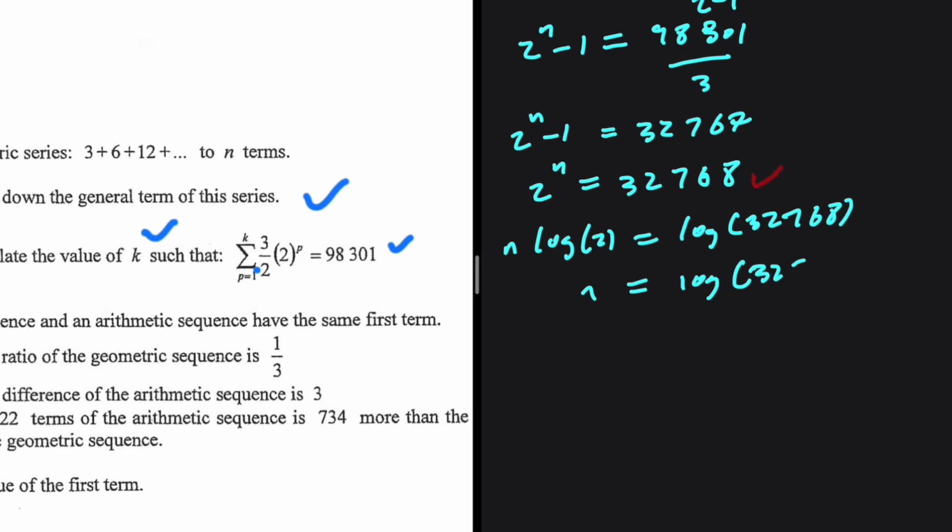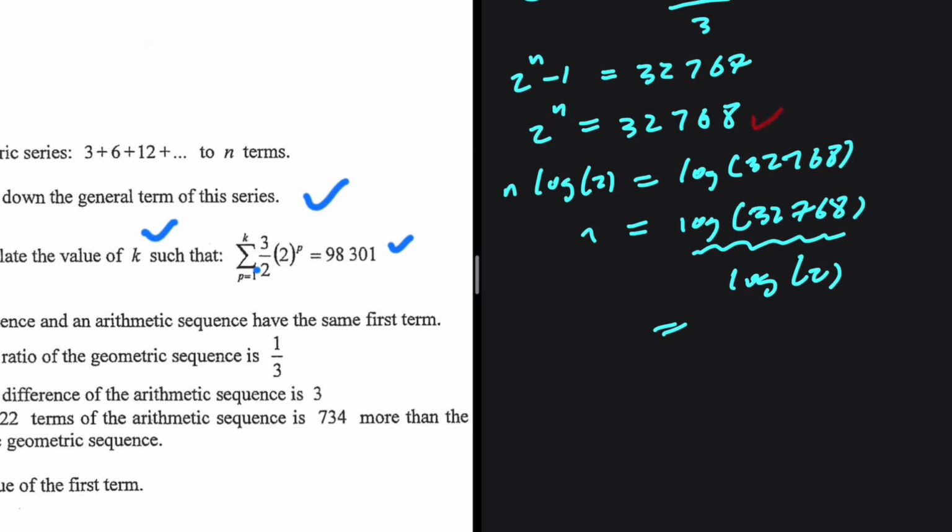So 32,768, everything divided by log of 2. Let me go ahead and put that in my calculator and see what I have. So 32,768 divided by log of 2. So n is equal to 15.